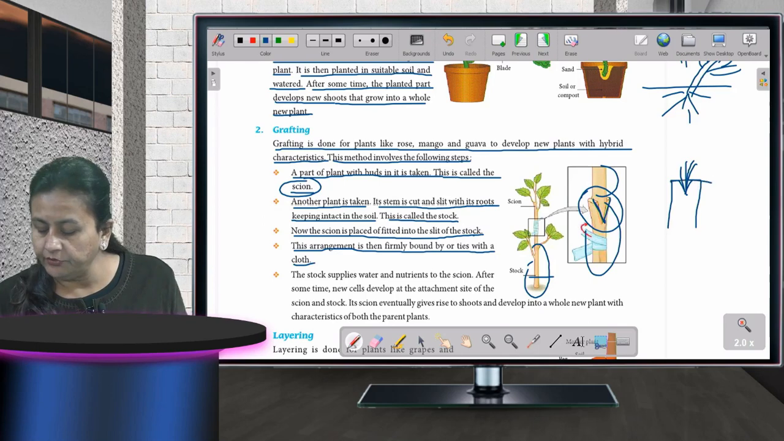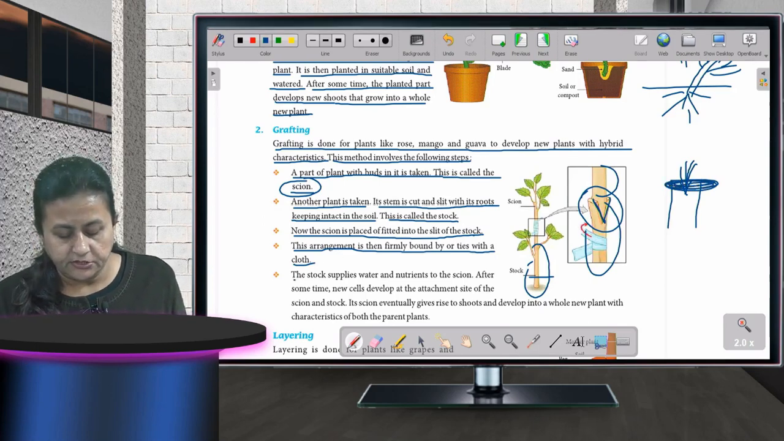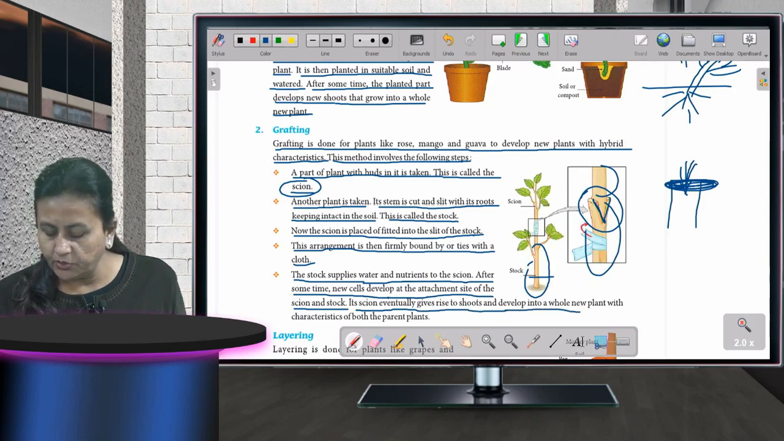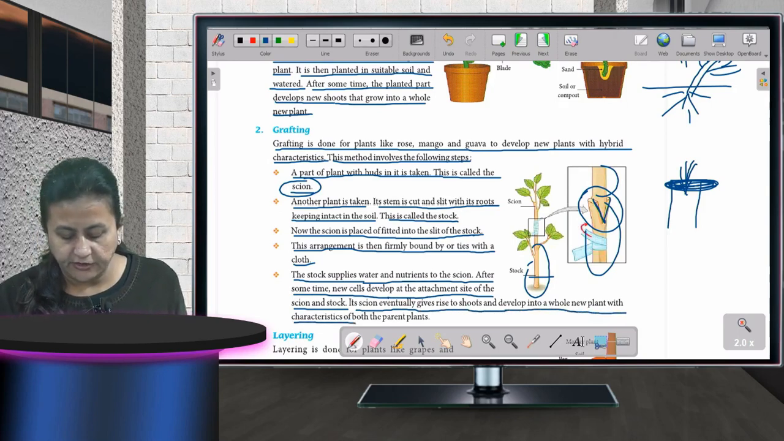Now what will you do? You will put some cloth around it. This stalk supplies water and nutrients to the scion. After some time, a new cell develops at the attachment site of the scion and stalk. The scion eventually gives rise to shoots and develops into a whole new plant with characteristics of both the parent plants.